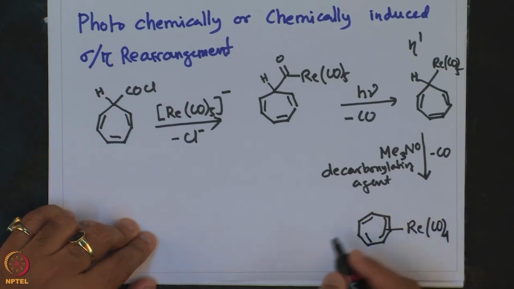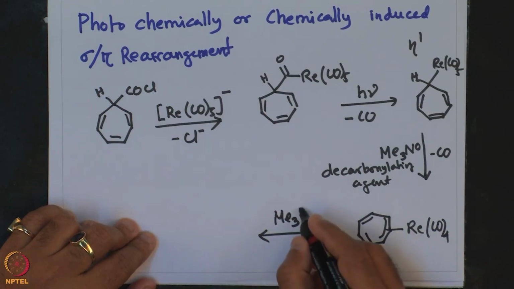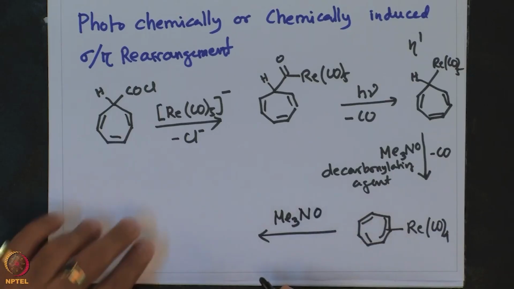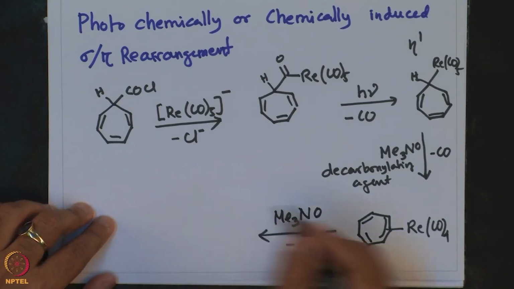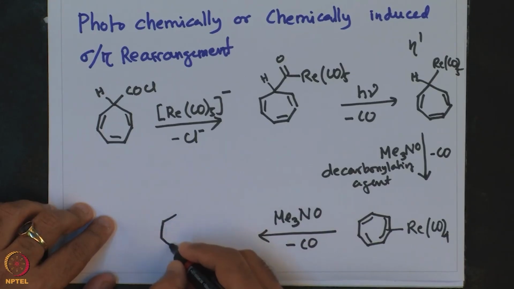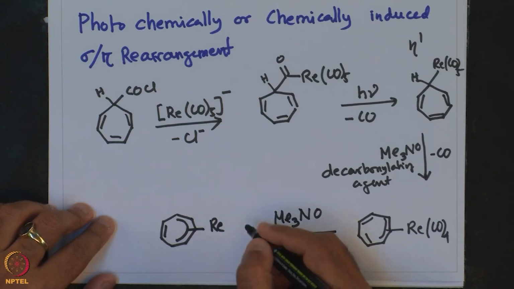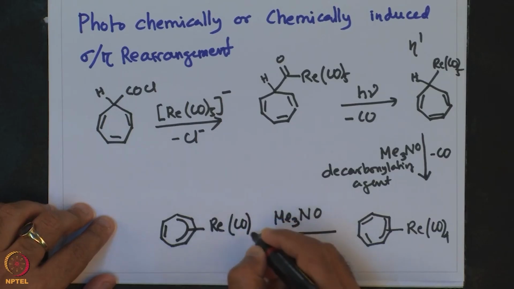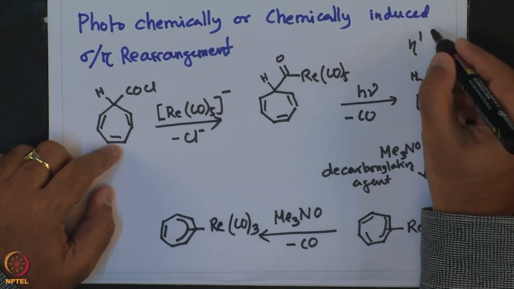ReCO4, and which in presence of another molecule of Me3NO gives eta 5. Now, another loss of CO happens, giving eta 5 bound this ligand, ReCO3. So, what we see is a nice demonstration of change of hapticity, which is sigma pi rearrangement.